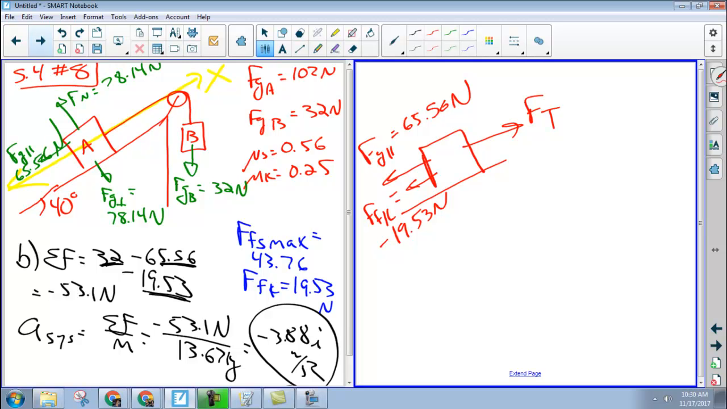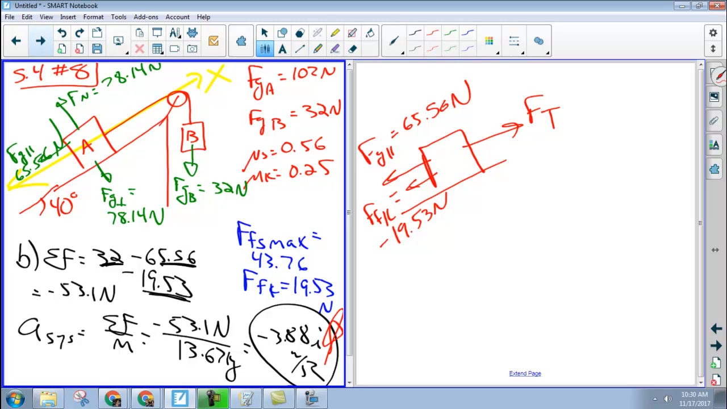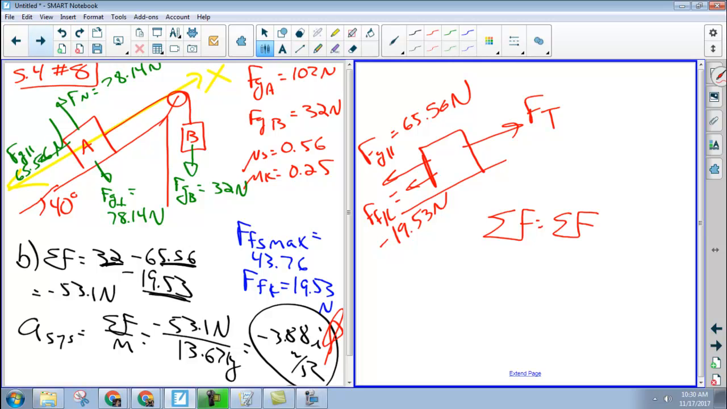All right, so now how do we find the tension? Net force equals net force, right? And we know our acceleration is negative 3.88, right? So now we just go net force equals net force. The mass of this guy was whatever 102 divided by 9.8 is, which gives you 10.4. So you get 10.4 times negative 3.88 equals tension minus 65.56 minus 19.53, and solve for your tension.